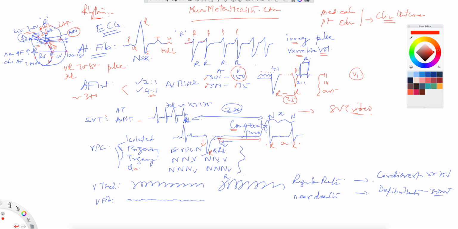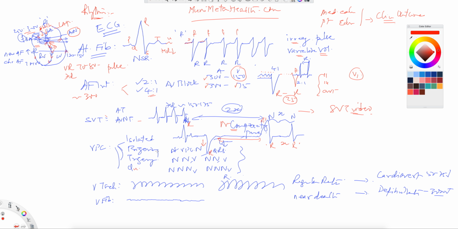And this is only when you have a compensatory pause. Sometimes the VPCs could be interpolated, as we call them, and then you don't have a compensatory pause; we call it a non-compensatory pause. But in general, when a VPC is followed by a compensatory pause, all of that will amount to 2x as the distance between an R and this R dash, for instance.